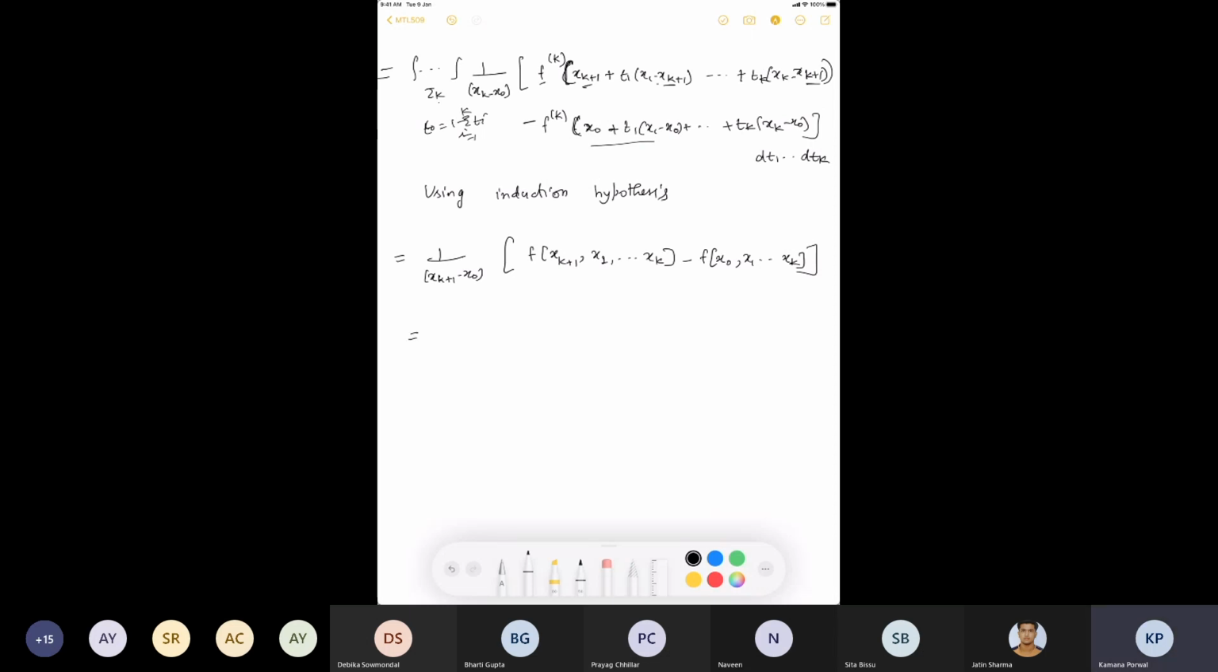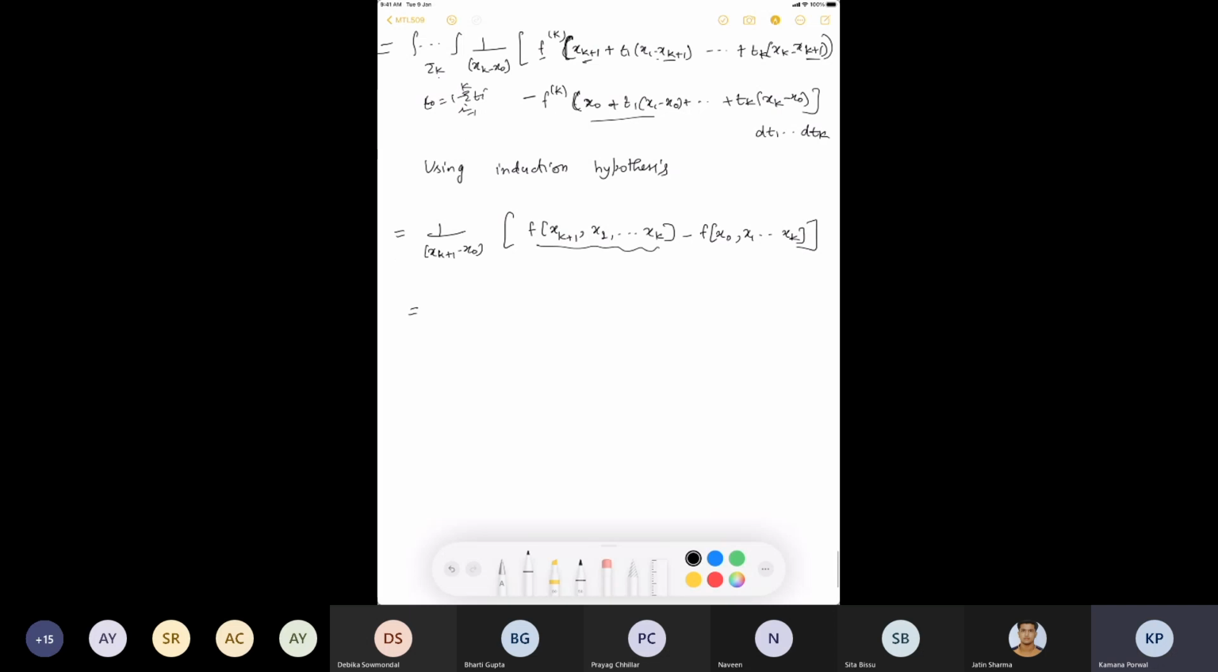Now still this is not in the correct form. So what I'll do, I'll use the symmetricity of the divided difference in this term. I'll bring this first, and I'll take this x_{k+1} to the end. So f[x1, x2, up to x_{k+1}] minus f[x0, x1, up to x_k], divided by x_{k+1} minus x0. So this is using symmetry of divided differences.